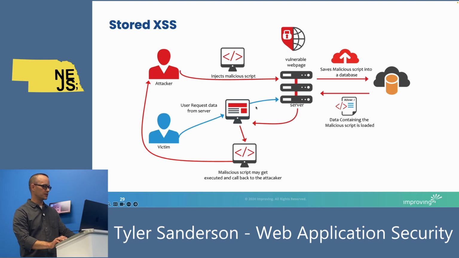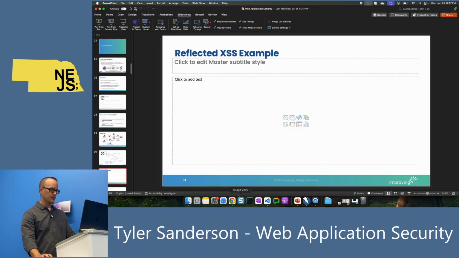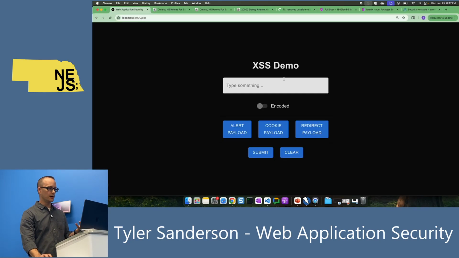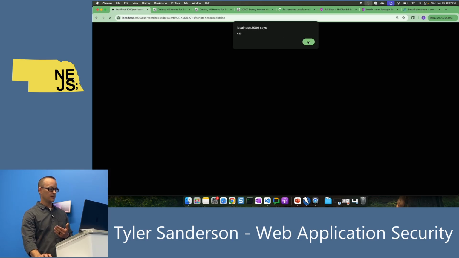The reflected case is a bit easier to see with an example. So I have a simple example here. So imagine this is a search box. Maybe it's an e-commerce application, you're going to search for various products. You search for a product, right? And then it does the search, and maybe it says, hey, you searched for this product, and it displays it on the screen. Well, if you were to insert something, here's the most basic cross-site scripting example. Okay, well now I inserted a script tag into the DOM.